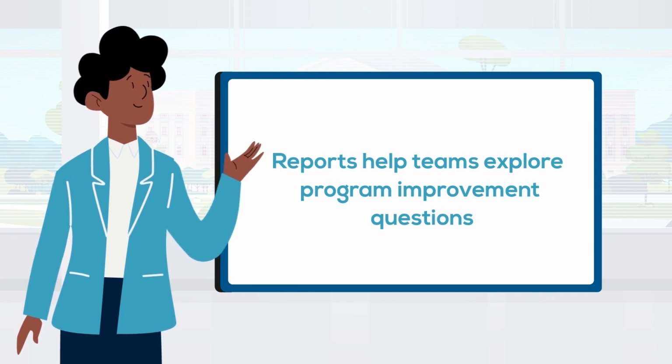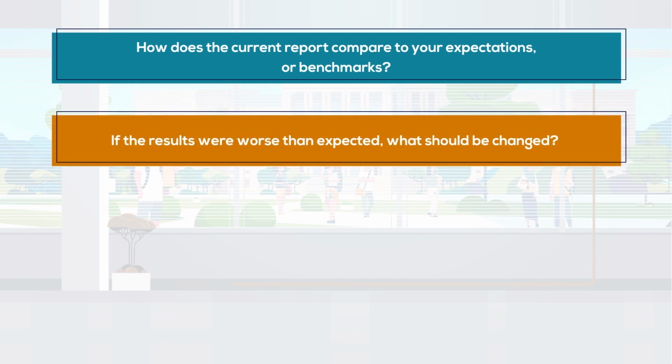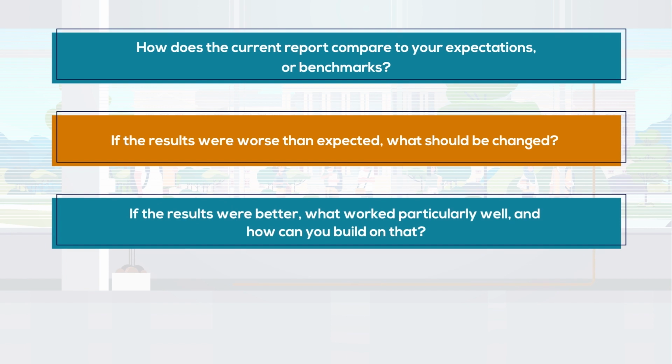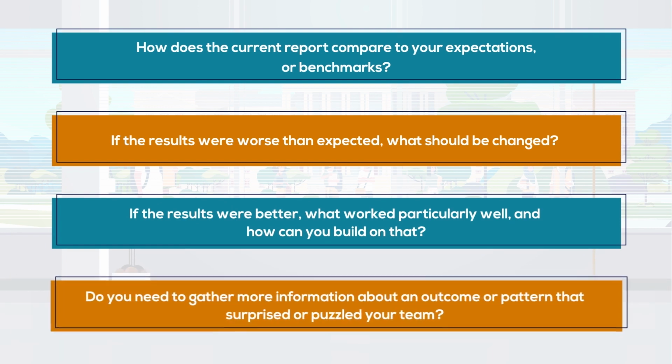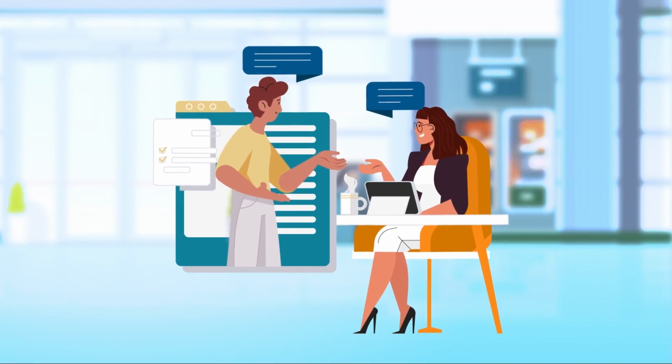For example, how does this current report compare to your expectations or benchmarks? If the results were worse than expected, what should be changed? If the results were better, what worked particularly well, and how can you build on that? Do you need to gather more information about an outcome or pattern that surprised or puzzled your team? Focus groups with students or interviews with staff or faculty members could help you uncover the more nuanced story behind those numbers.